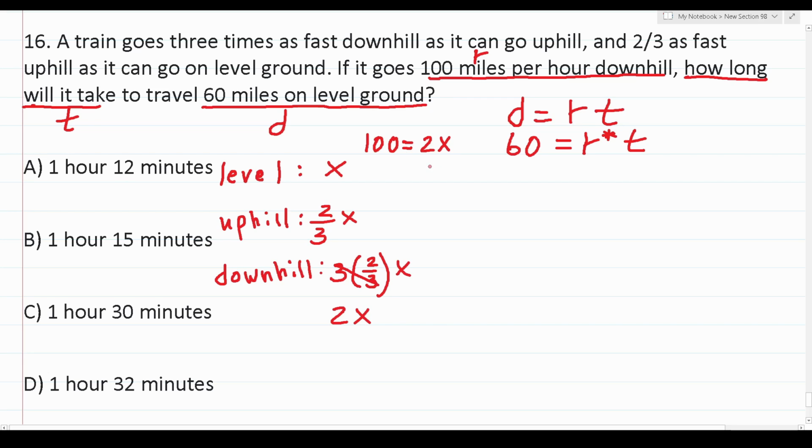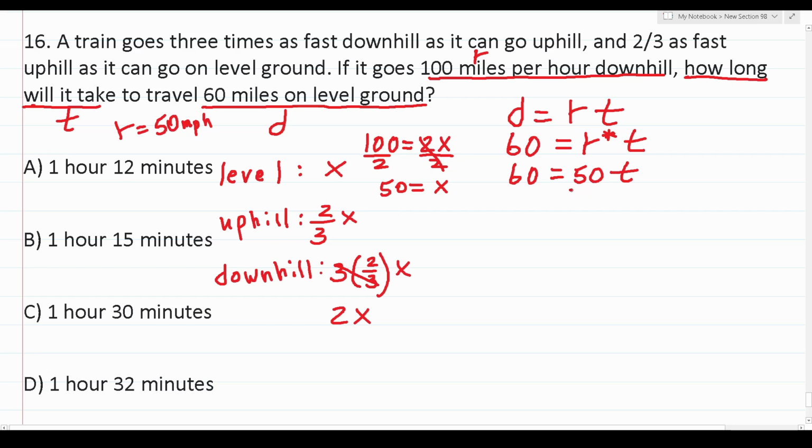By solving this for x, we'll figure out the rate of the train as it goes across level ground. So just divide both sides by 2 here. This crosses out, leaving you with x on this side. 100 divided by 2 is 50. So in other words, the rate of this train as it goes across level ground is 50 miles per hour. So now we can actually substitute 50 in place of r. So this becomes 60 equals 50t.